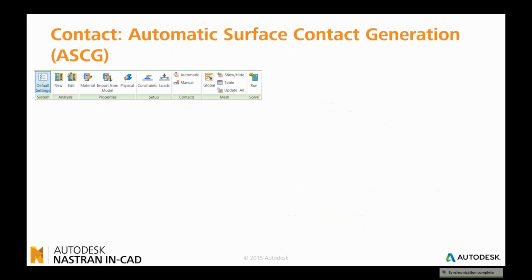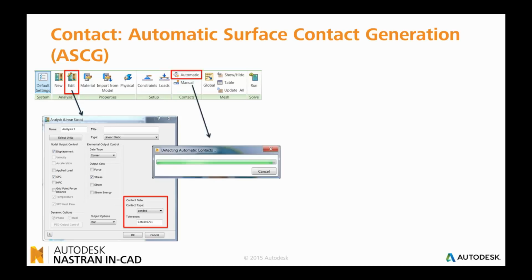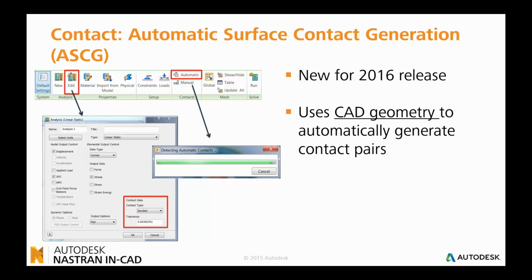Further to this though, you also have the ability to assign contacts in both automatic and manual fashion inside of each study. So not so much as a part of the study itself, but within the study setup. We've seen the dialog box here on the study type, but you've also got the option to detect automatic contacts. Now this is new for the 2016 release. It uses the CAD geometry to automatically detect and generate contact pairs, but it's an Inventor-only feature. So if you are a SOLIDWORKS user, recognize that this feature is only available to Inventor users.